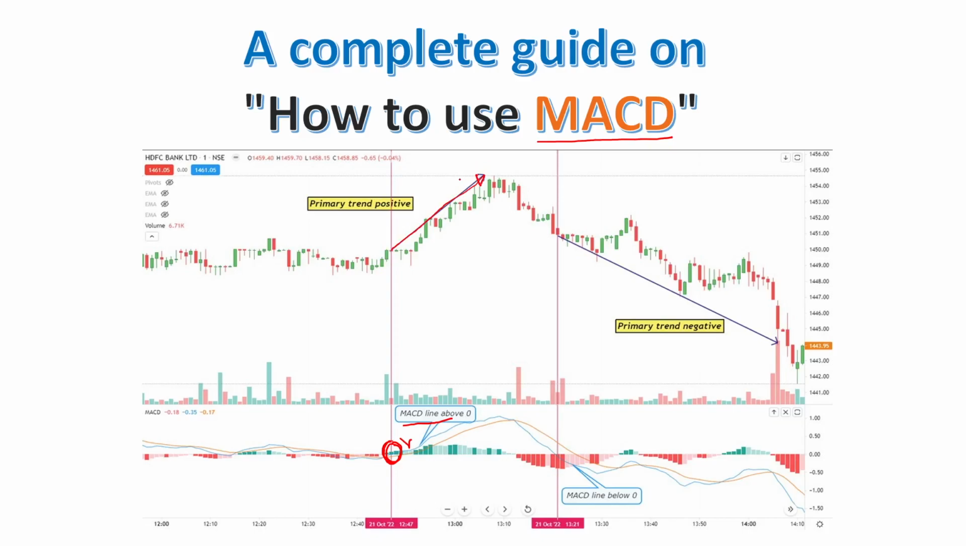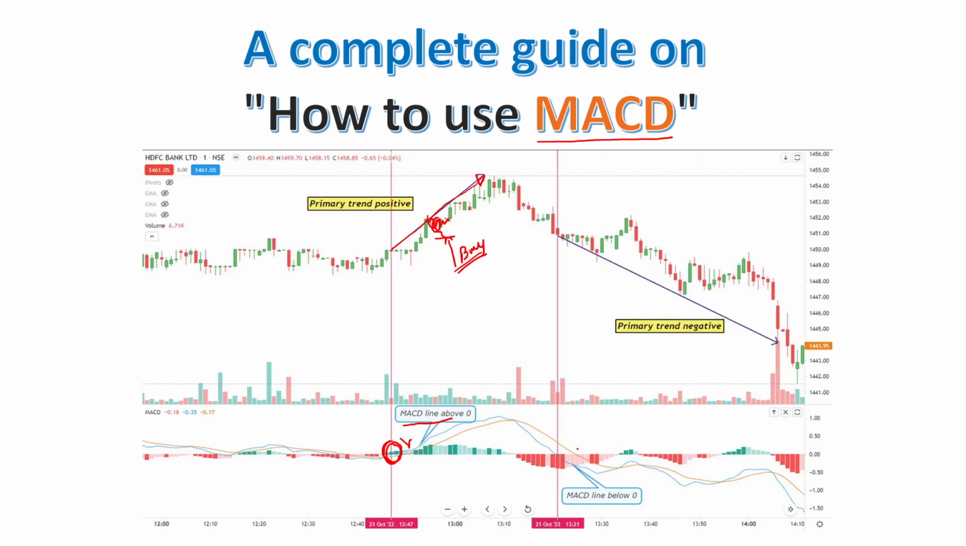Now what does it mean for you? It means that anytime you even see a red candle, you should not be very afraid, or even if you see a small consolidation or a correction, you should actually use them as a buying opportunity for averaging or adding to your position further, right? Why? Because the primary trend over here is positive.